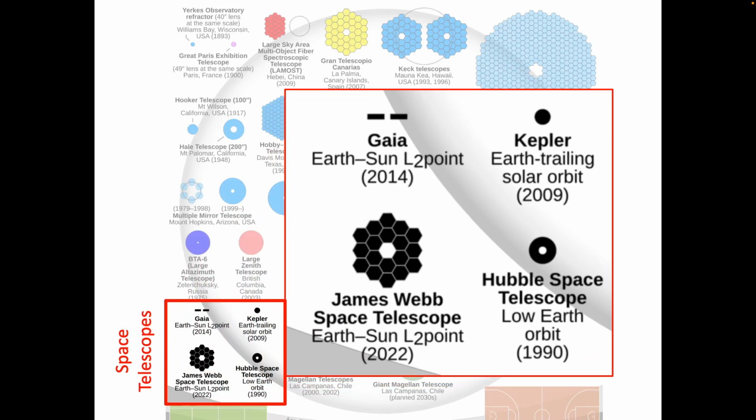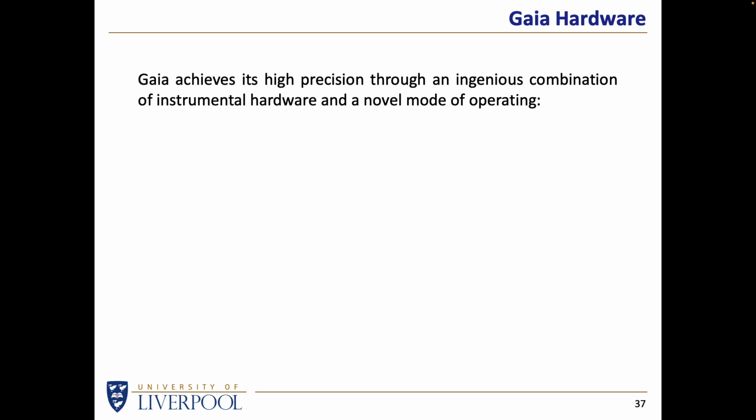There's the James Webb Space Telescope in the bottom left of this rectangle, and you see Gaia has actually got quite tiny mirrors, 1.5 meters by 0.5 meter. They're actually rectangular, and there are 2 of them. So how does Gaia achieve its high precision? Well, it's not through having kilometer-sized mirrors. It achieves it through a combination of instrumental hardware and a novel manner of operation.